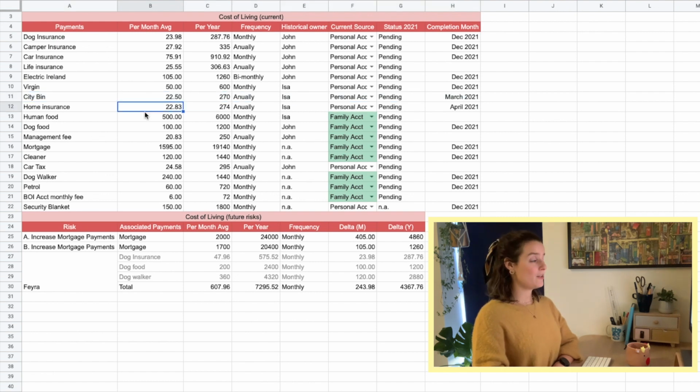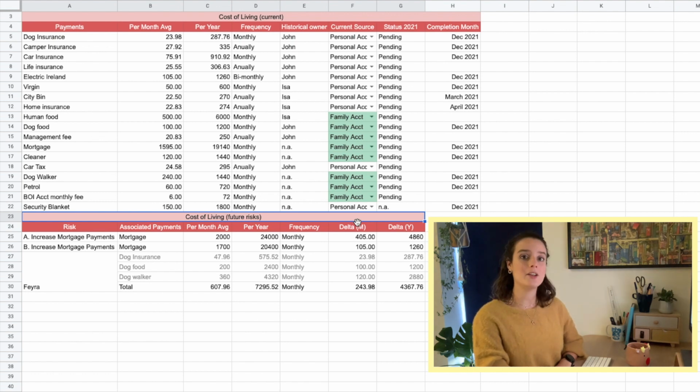Alright, so the exercise you have to do here, like I was saying, is simply go through your bank statements, think of things you pay on a monthly basis, and add all the values in. Something else we did here as well was think of future risks for next year, right? Things that might come up that we're currently not paying for.